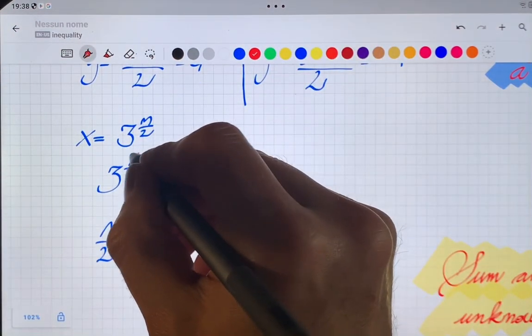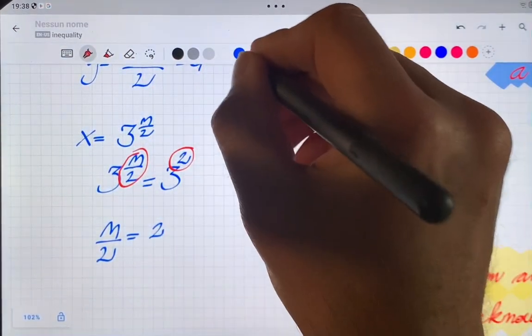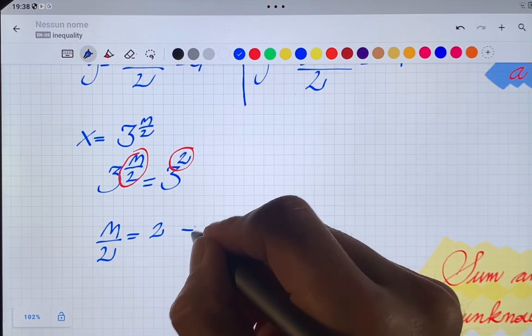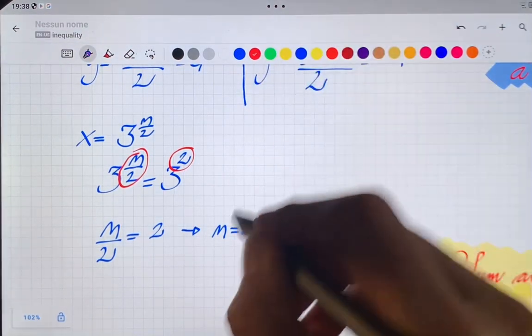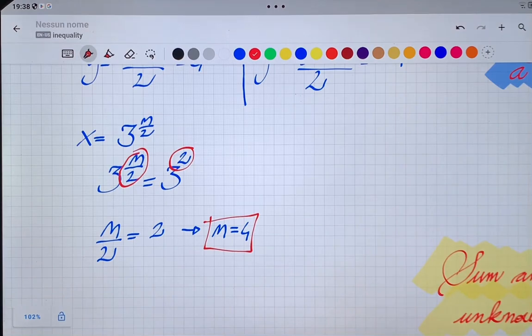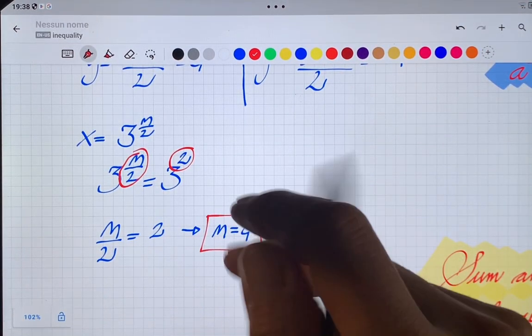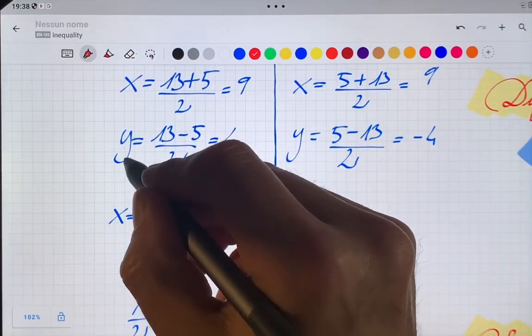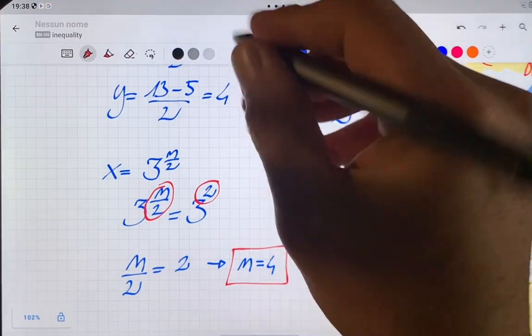So, this exponent must be equal to this exponent. That means n is equal to 4. And this is the solution we were looking for. N is equal to 4. We can do the same with the y, and we will find the same value. I will show you.